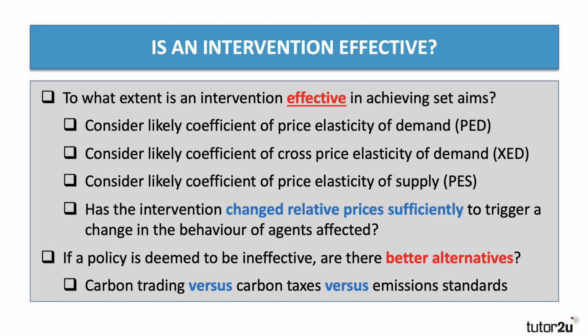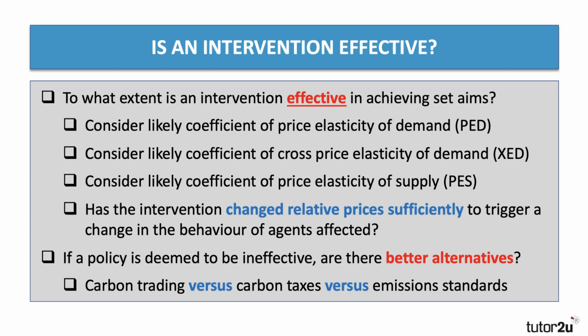But does that industry in the UK and other countries have the capacity, the supply capacity, to be able to meet the increase in demand? Elasticity of supply. Has the intervention changed the price enough to trigger a change in behaviour? Is it only going to have a marginal effect on prices, relative prices, or do you need a big change in price to trigger a response?